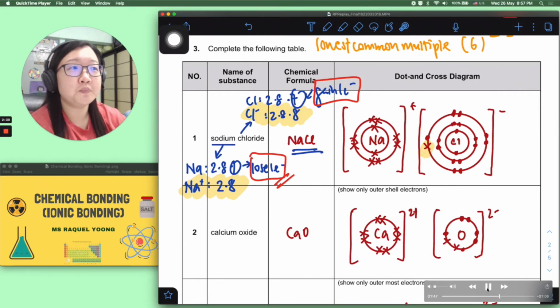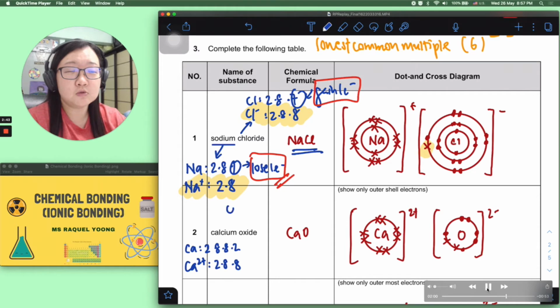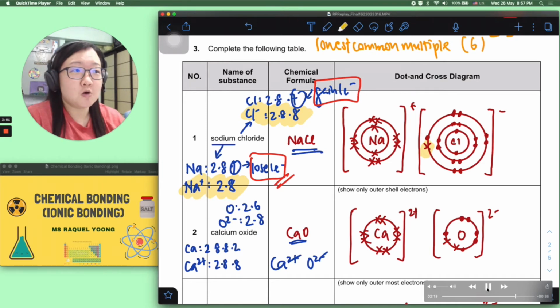Okay. Let's move to question 2, which is calcium oxide. Again, I'm going to bring you through the same steps with the electronic configuration. So calcium is 2.8.8.2. It will lose 2 electrons to form Ca2+. Oxygen, on the other hand, is 2.6. It will have to gain 2 electrons to form O2-. So in this case, again, my charges balance out very nicely. So the chemical formula is CaO.